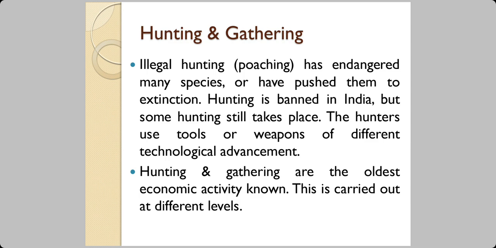If they want tigers, they want the tigers with good skin, because that is what is going to sell properly, rather than one with a wound. So they trap tigers or they poison them. Hunting and gathering are the oldest economic activity known. This is carried out at different levels.